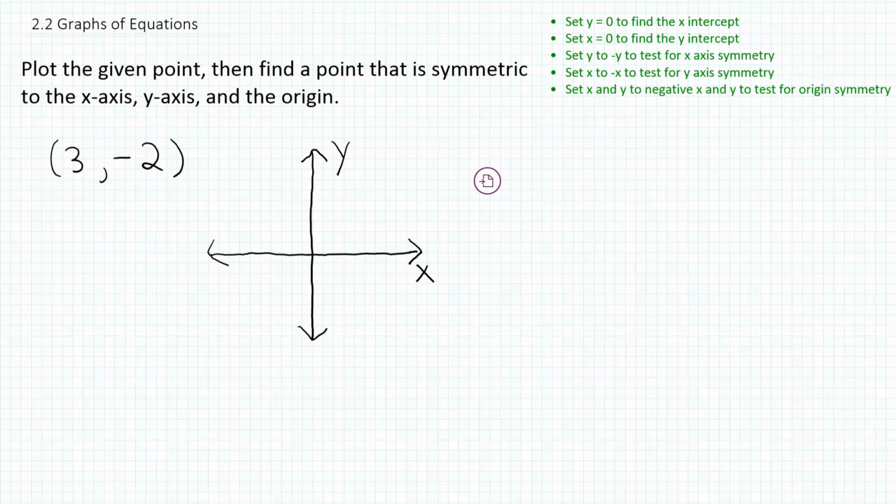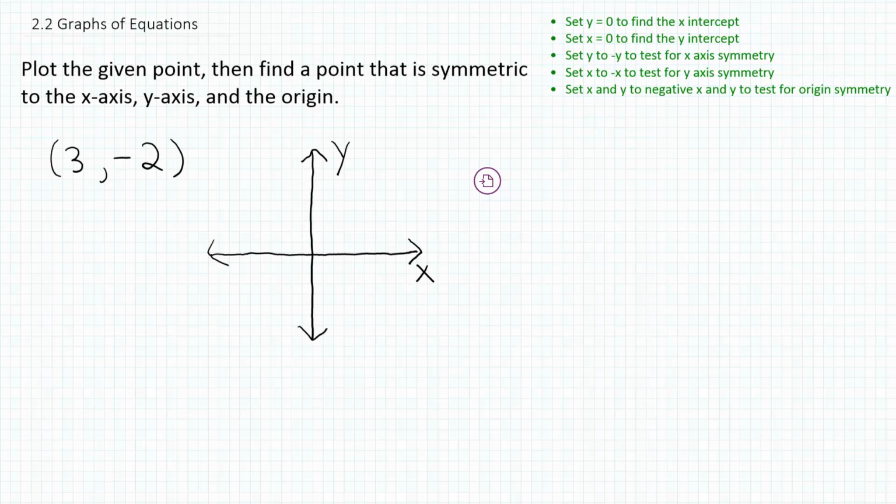All right, in this video, we're going to do kind of a simple thing. We're going to plot a point on the rectangular coordinate system. That's nice and easy, but after that, they ask us to find 3 additional points that are symmetric to the original point with regards to the x-axis, the y-axis, and the origin. So that part is a little bit harder.